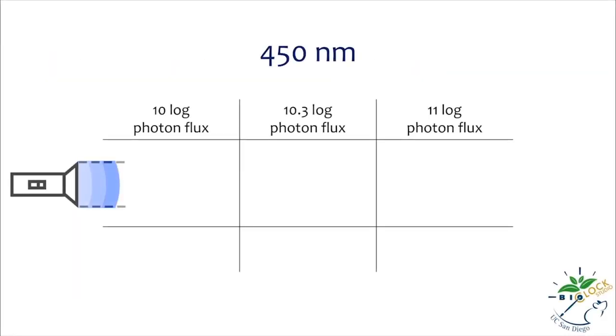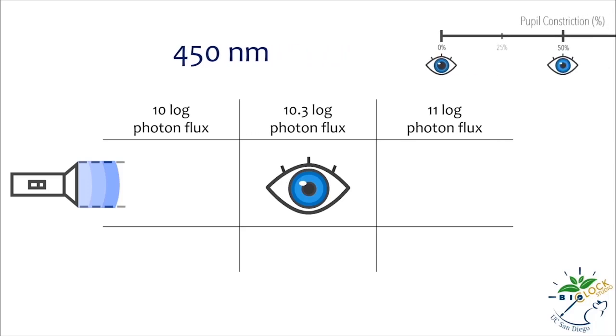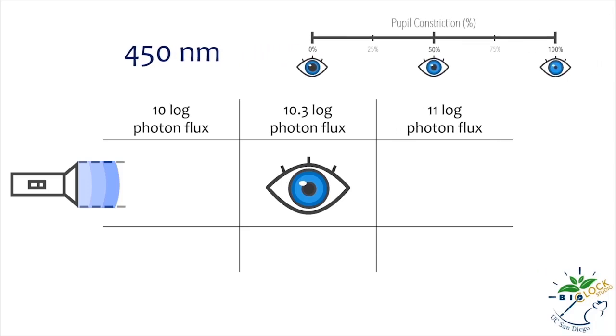In the first example, we are going to expose an individual to a 450 nanometer light pulse with an intensity of 10.3 log photon flux. This wavelength of light is visually perceived as blue light. To figure out about how much the pupil constricted, let's compare this pupil to the pupil constriction scale shown before. We find that the pupil constricted about 68%.